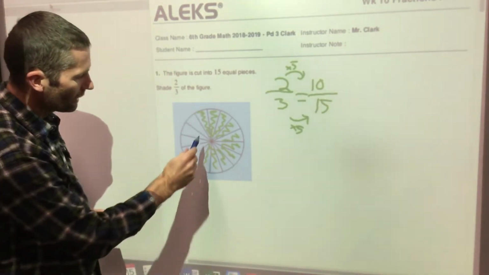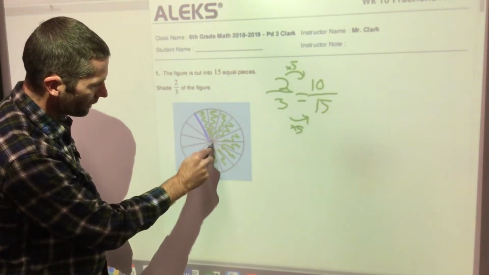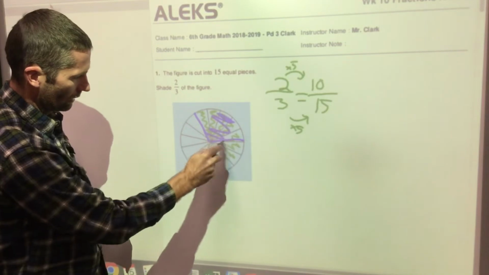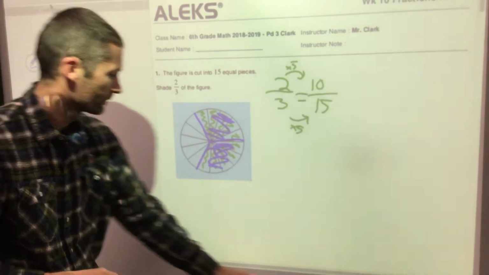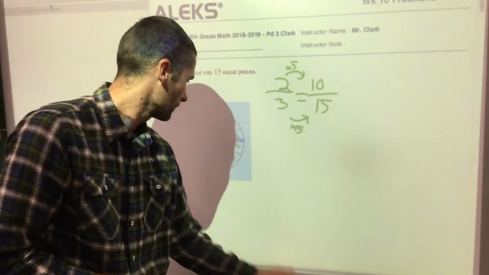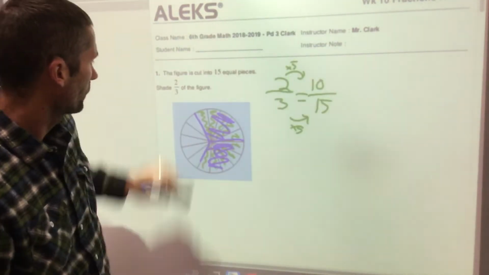You could also see each of these right there is 1/3. Right there is another third. So I shaded 2/3. Lots of ways to look at the problems this week. All right, question 2.